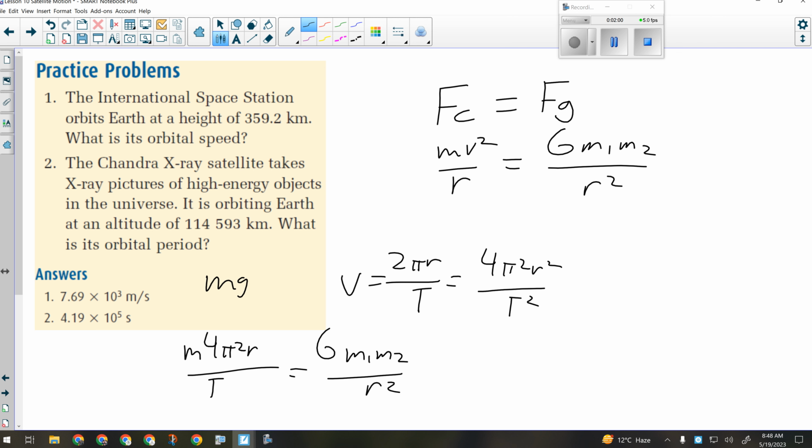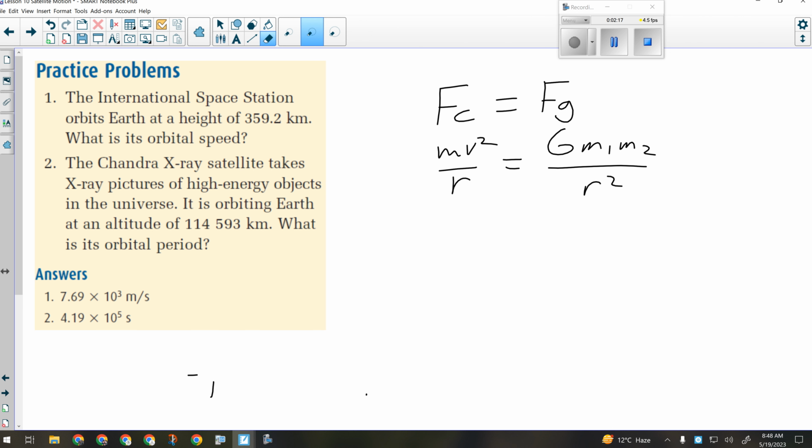Let's try 1 and 2. First one's only asking for orbital speeds, the easier of the two. Second one is asking for orbital period, and we'll require the substitution, which I am now going to erase so that you can use it. All right, so our first one, the first two steps are on the board here.